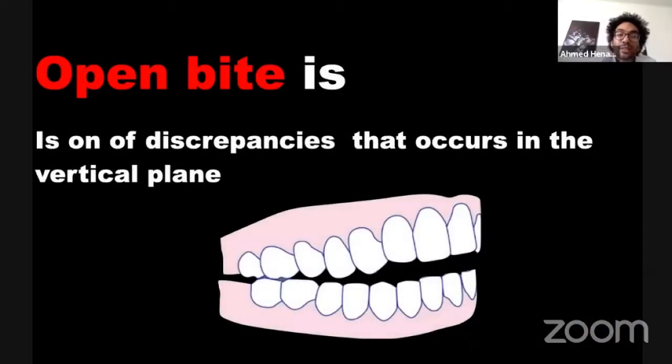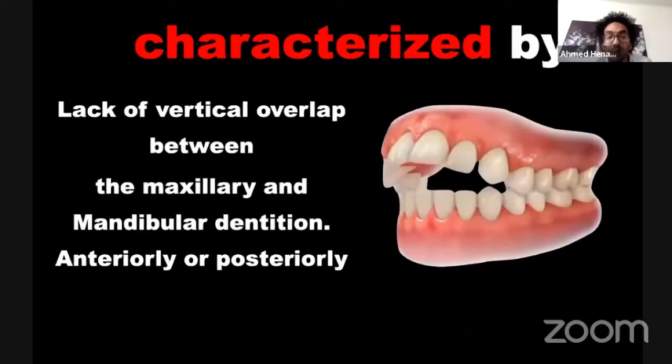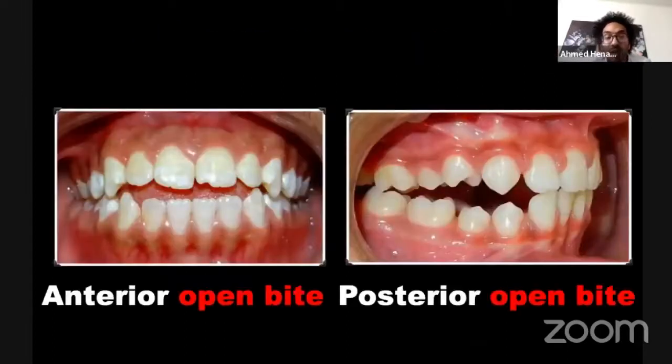What do we mean by open bite? Open bite is one of the discrepancies that occur in the vertical plane. When we have an open bite, we have a lack of vertical overlap between the maxillary and the mandibular dentition, and it can happen in the anterior or in the posterior region.